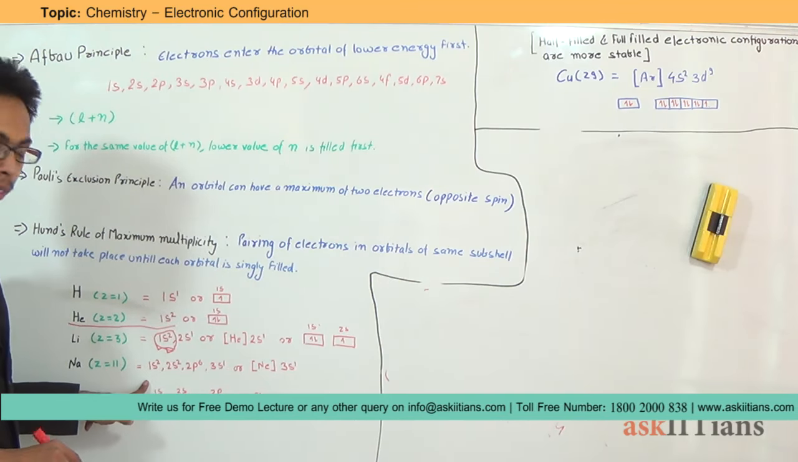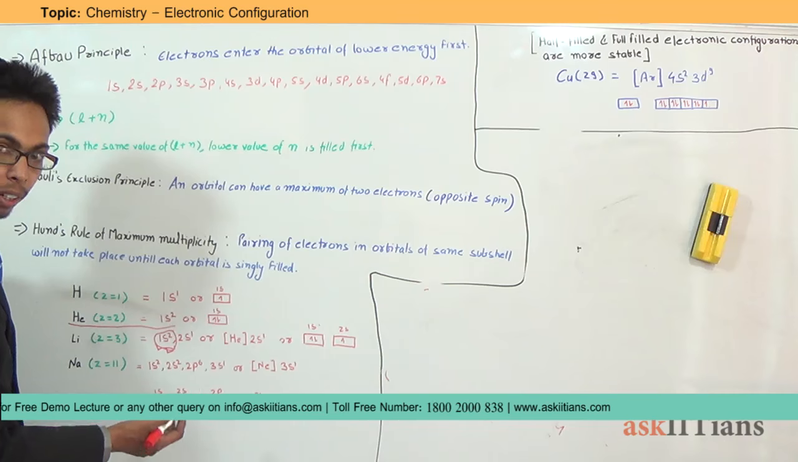This is the electronic configuration for sodium, but it can be simplified also. How?